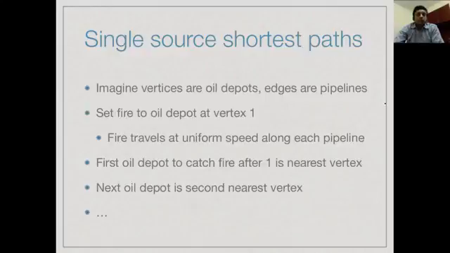closest vertex first. Right? So the first oil depot that catches fire after the first vertex is the nearest vertex to 1. Then the second oil depot that catches fire is the second nearest vertex to 1. And assuming this fire is traveling at a uniform speed, by measuring the speed at which the fire reaches each vertex, we will actually end up computing the shortest path.